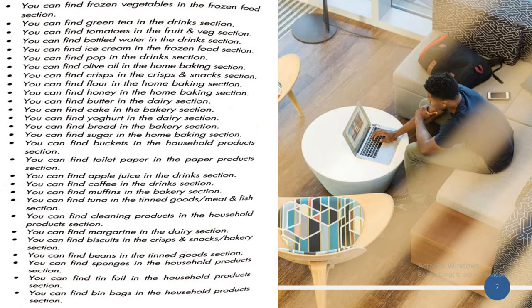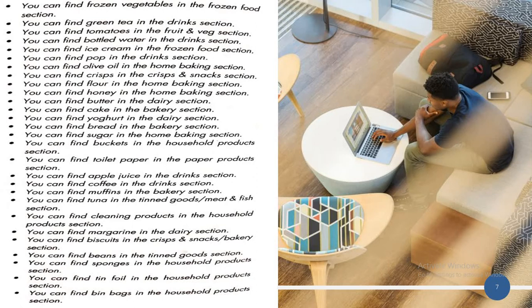You can find cleaning products in the household products section. You can find margarine in the dairy section. You can find biscuits in the crisps and snacks bakery section. You can find beans in the tinned goods section. You can find sponges in the household products section. You can find tin foil in the household products section. And at last, you can find bean bags in the household products section.